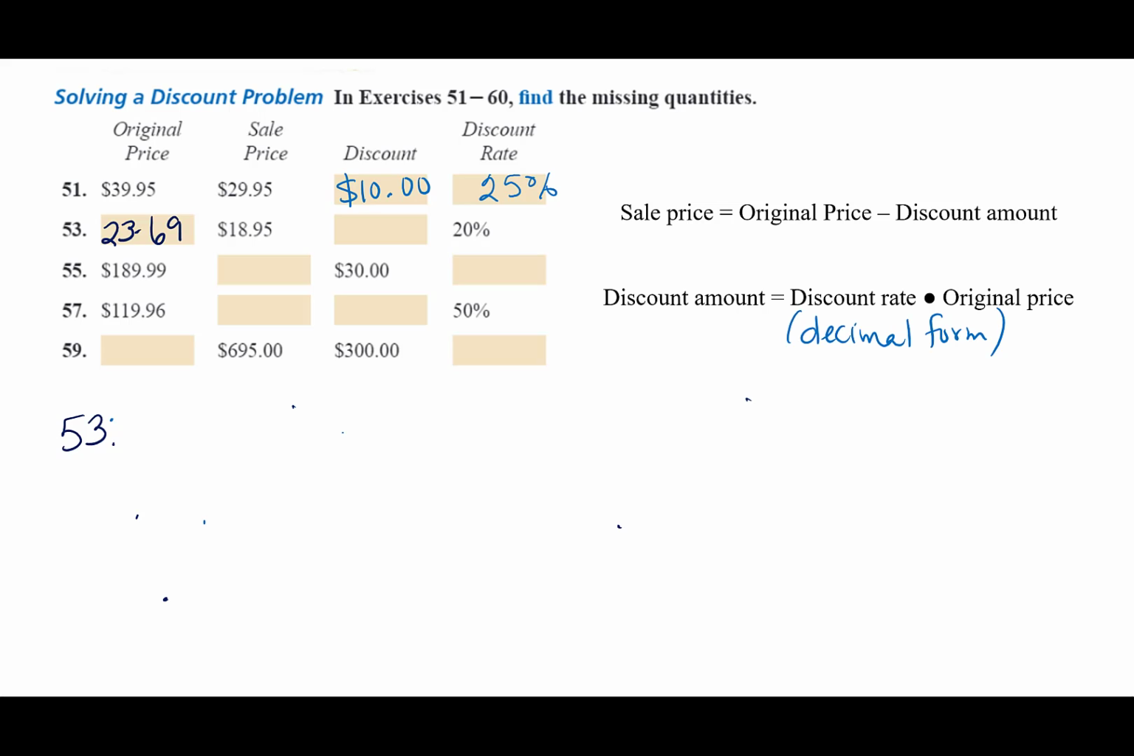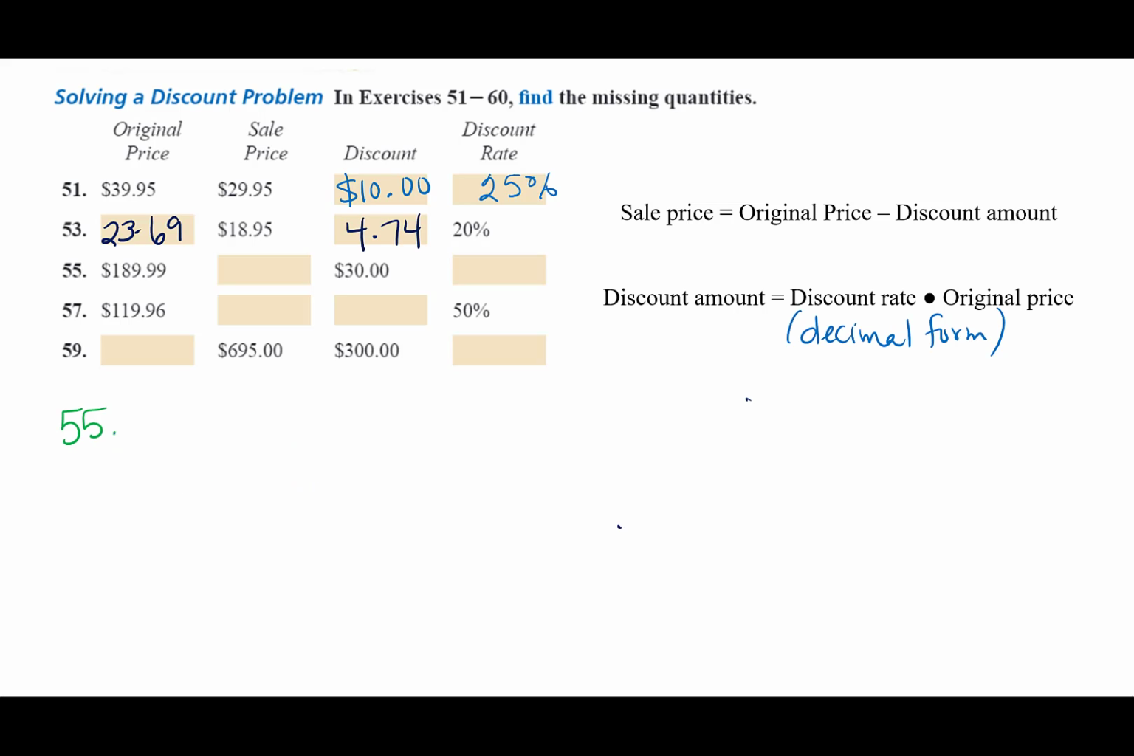Now we have one more to find for 53, the discount amount. That's an easy one to find, especially now that we know the original price. To find the discount amount, this is $23.69 minus $18.95 to get the decimal 4.74. That is the discount amount.